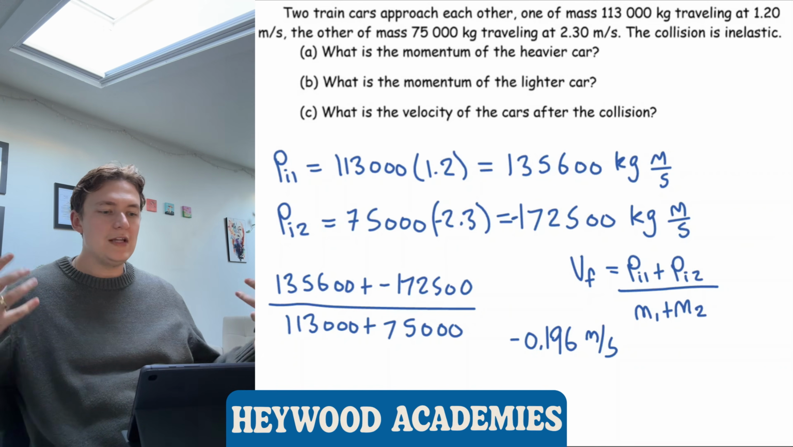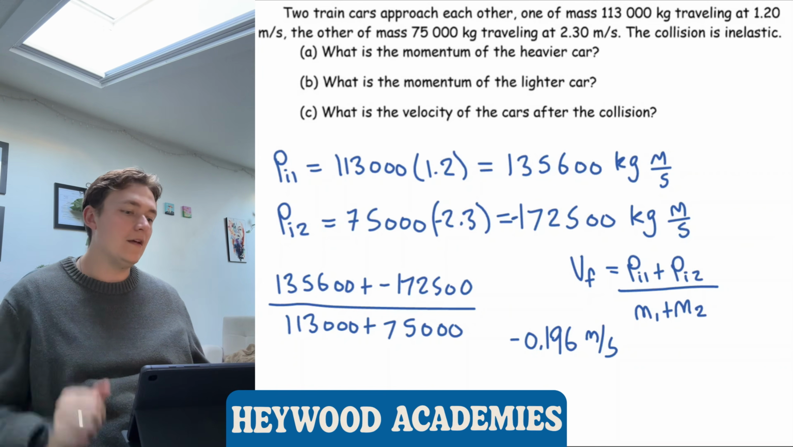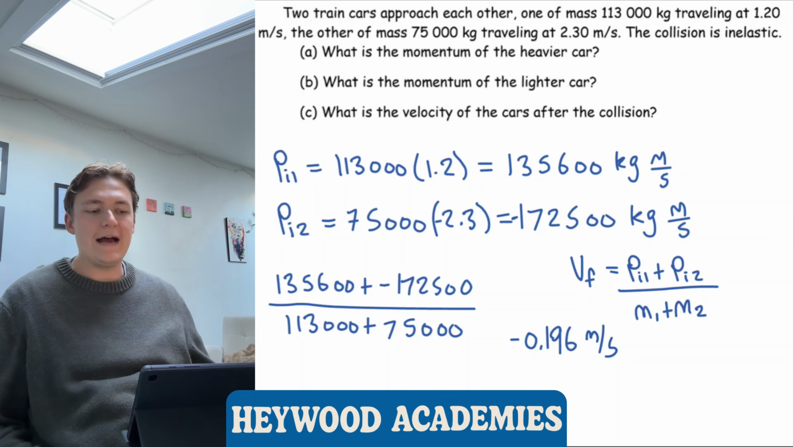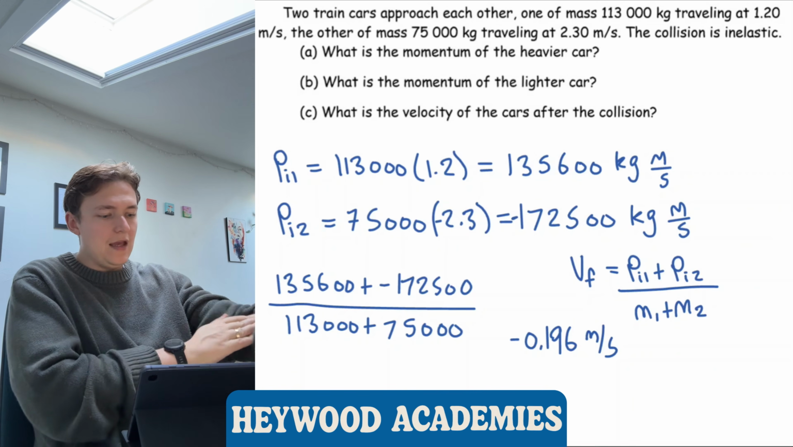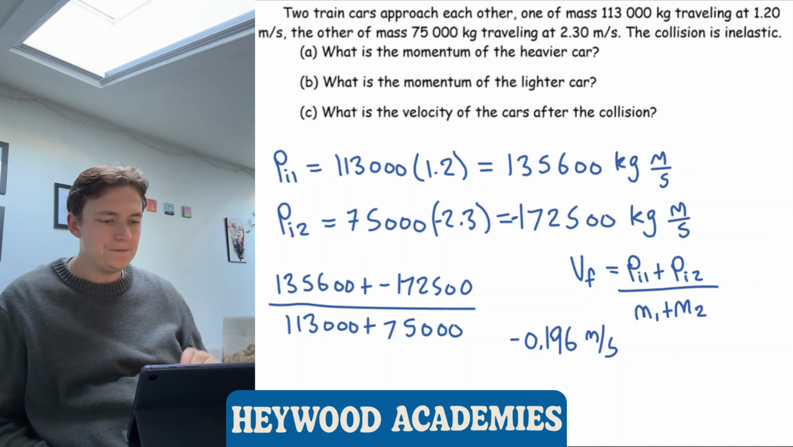So when these two trains are colliding, whichever one has a higher momentum is going to dominate in the collision, which was the one that was lighter but was moving at a faster speed. So that momentum was bigger, so that means that we're going to end up traveling in the negative direction when they collide together, and we'll be traveling at negative 0.196 meters per second.